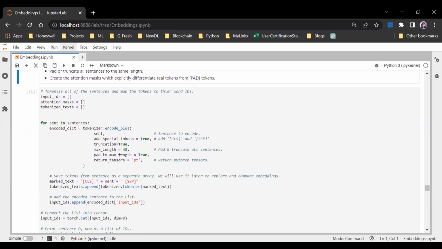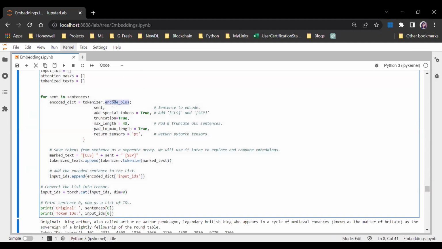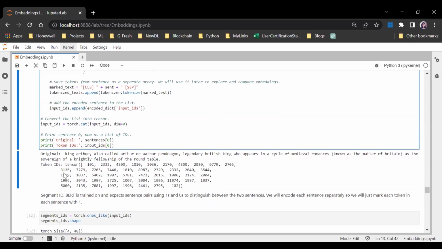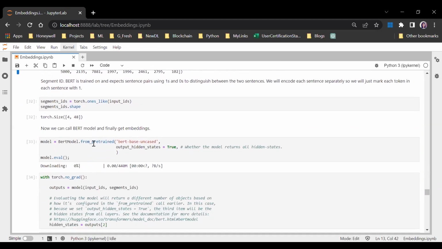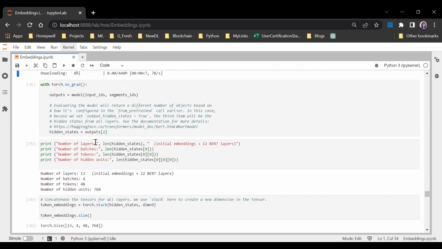All the steps that we discussed here can be implemented using the encode_plus method of the BERT tokenizer. We can pass the maximum length that we want, set via max_length. We can set all these parameters as needed. And this is how we would get the actual token IDs. And here we load the model. If needed, we can train the model on our data. Otherwise, we can just go with the normal pre-trained model available.